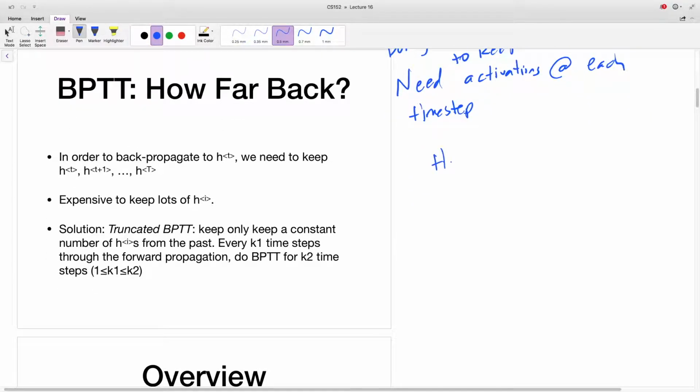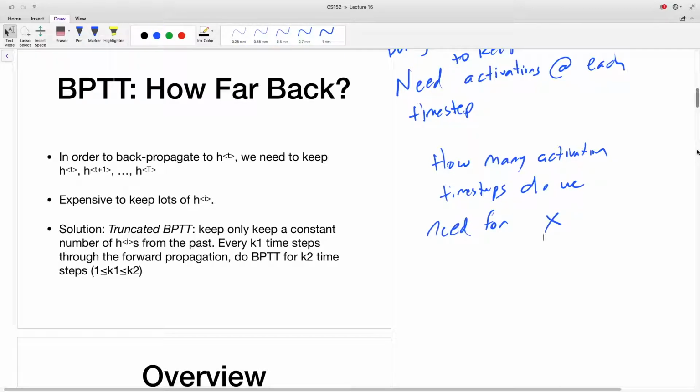So how much memory do we need? Or really, how many activation layers? Or really, we want to say how many activation time steps do we need for some given x, you know, x sub 1, our first input? And what does it depend on? The number of words in the sentence. The size of x1, the number of words, tells us how many time steps we're going to do.